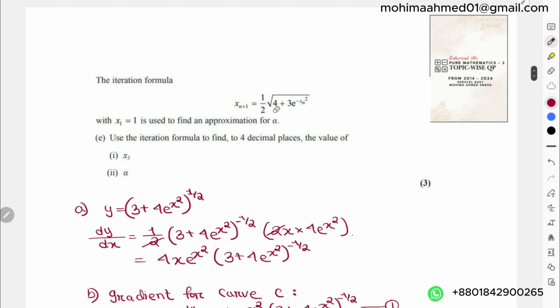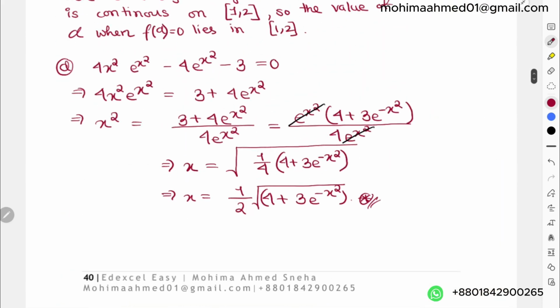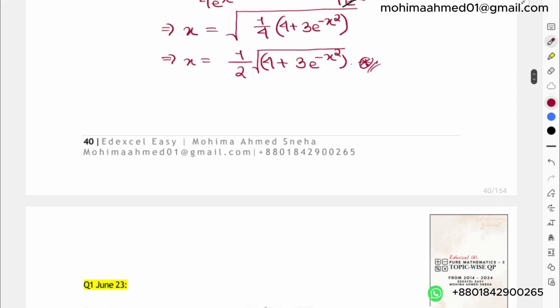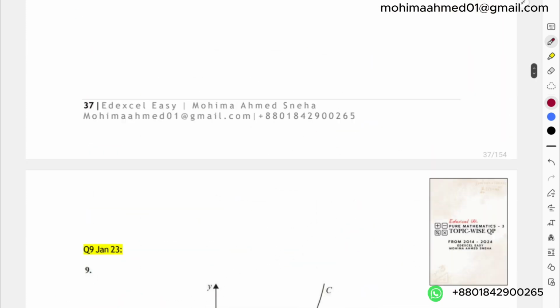part E says that this is the equation for iteration. X1 is 1, and you need to use it to find an approximate for alpha. First calculate x3 and then alpha. You have to keep your answers to 4 decimal places. So let's start. I want to find out x3, right? Since I don't have much space, I'm going to use this blank space over here.